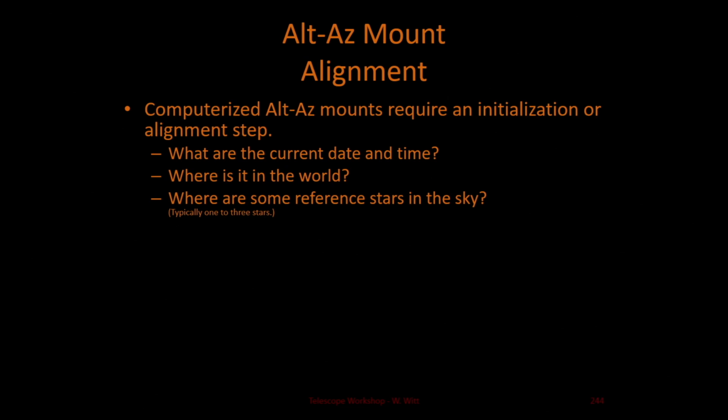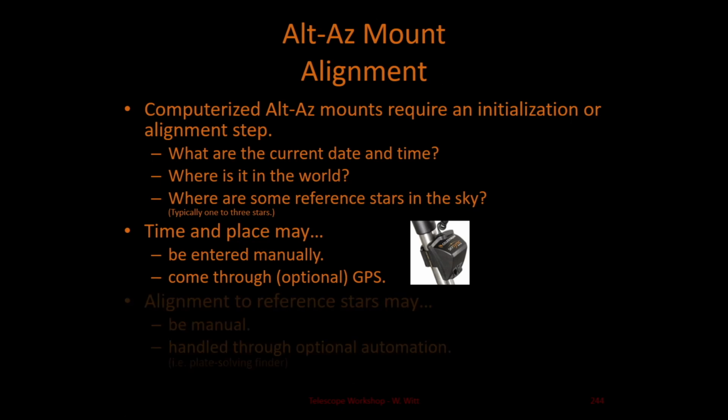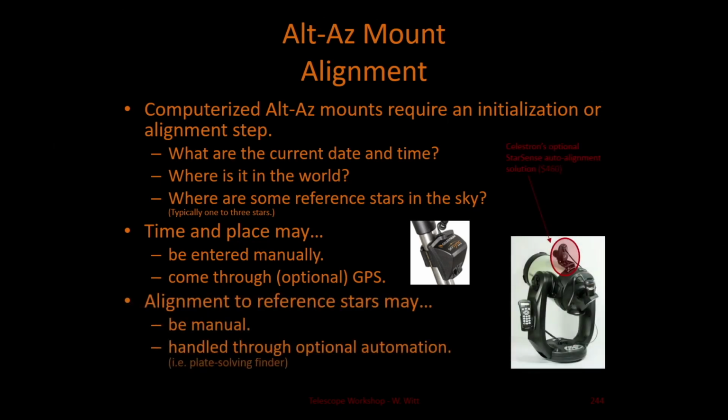So effectively, you always need those kinds of initialization steps, right? The time and place may come from a GPS device. That's very convenient. These are automatic. And then the alignment to a reference star may be manual, and often is, but sometimes there's also automation for that if you want to spend more money. Right?